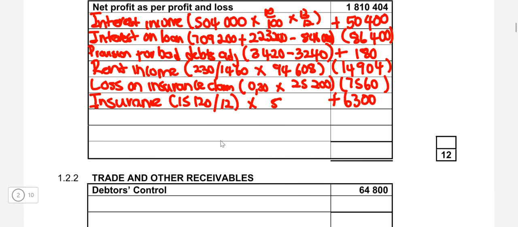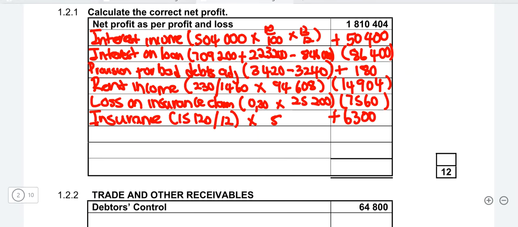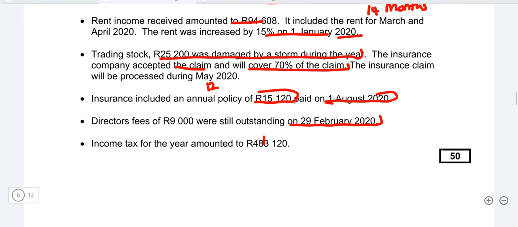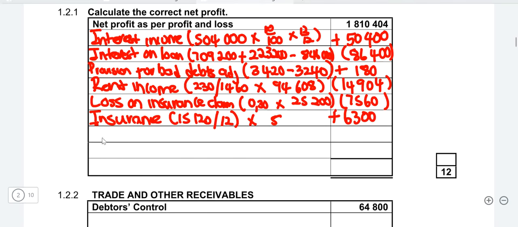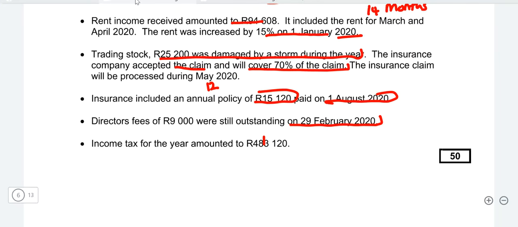Is it directors fees or audit fees? Let me just confirm by going to the question and checking. It's directors fees. Okay, so we're going to say directors fees. Remember, directors fees, because it's an accrued expense, is going to reduce your net profit, so it will be minus 9,000. Our net profit will go down because the expense was not recorded.